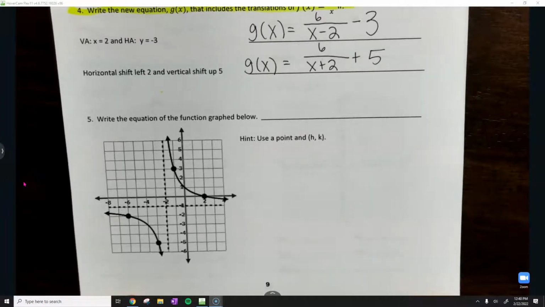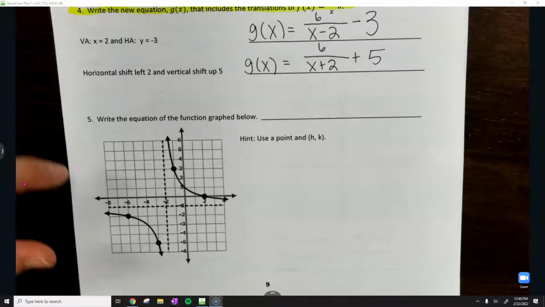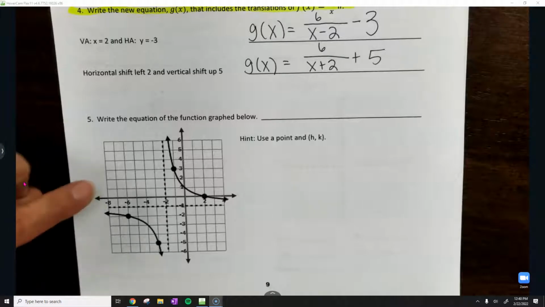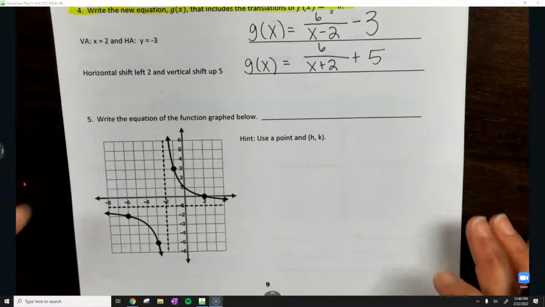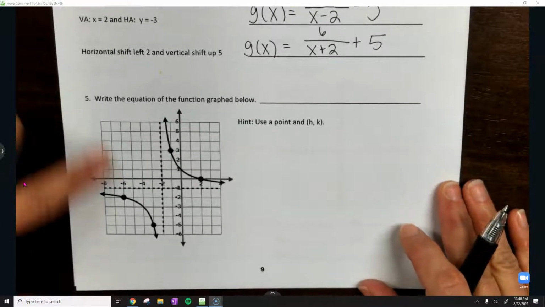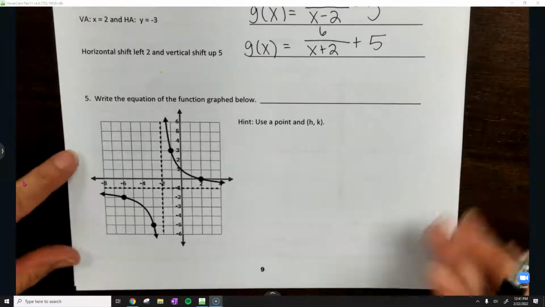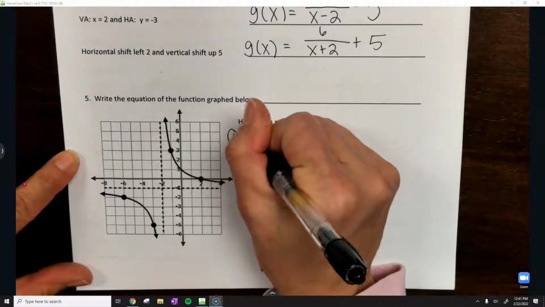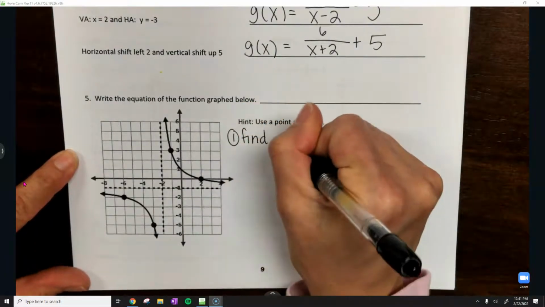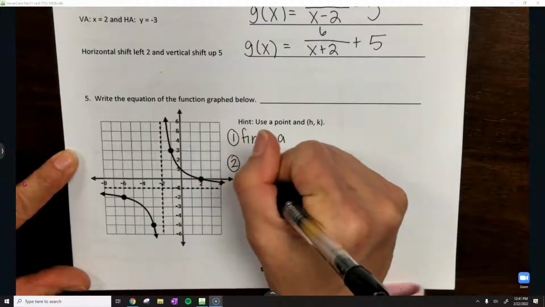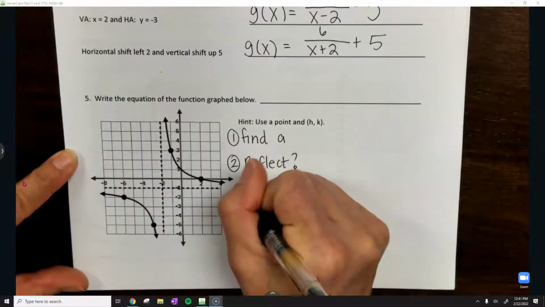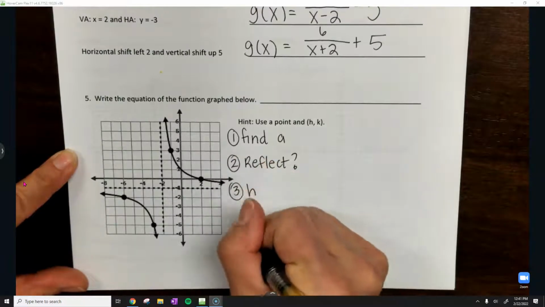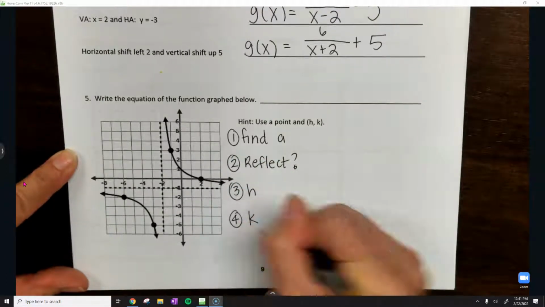Let's take a look at number 5. Number 5, you have to write the equation. Number 5 is probably the one that we might forget how to do the most, and it's the one you've been doing the longest. So remember, when you are given a picture and you have to write the equation, you have to find the a value. You have to determine if it's a reflection. And then, of course, you need your h and you need your k.